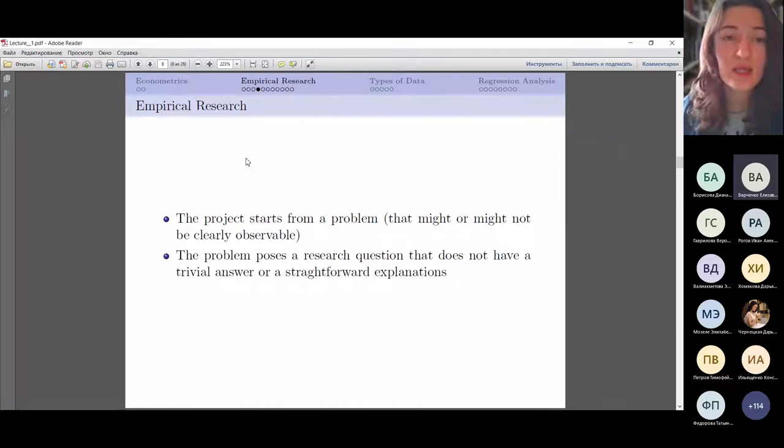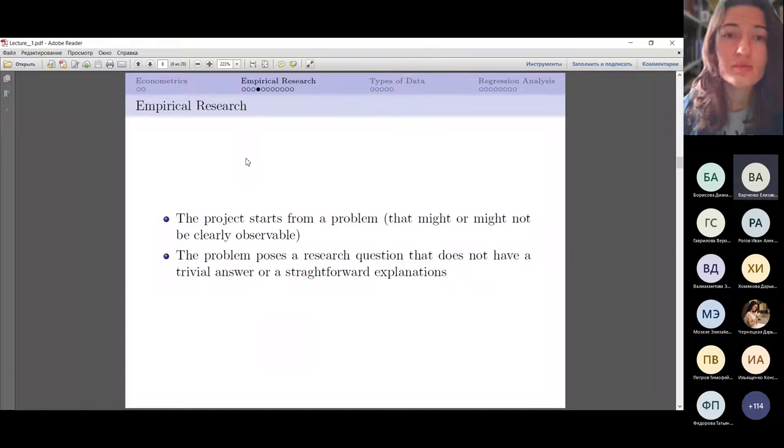One more approach, you can use new methods, or borrow some methods from other sciences and use these methods on your research topic. So you can find some advanced methods and apply them, or find more appropriate methods.